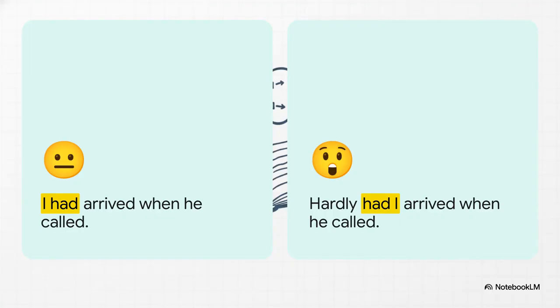And this brilliantly illustrates that structural shift. Just read the normal sentence. I had arrived when he called. It's fine. It works. But listen to the inverted form. Hardly had I arrived when he called. You hear that? Listen to how swapping the subject I and the auxiliary verb had instantly gives the whole sentence this refined, almost dramatic tone. It creates this sudden sense of breathless immediacy.